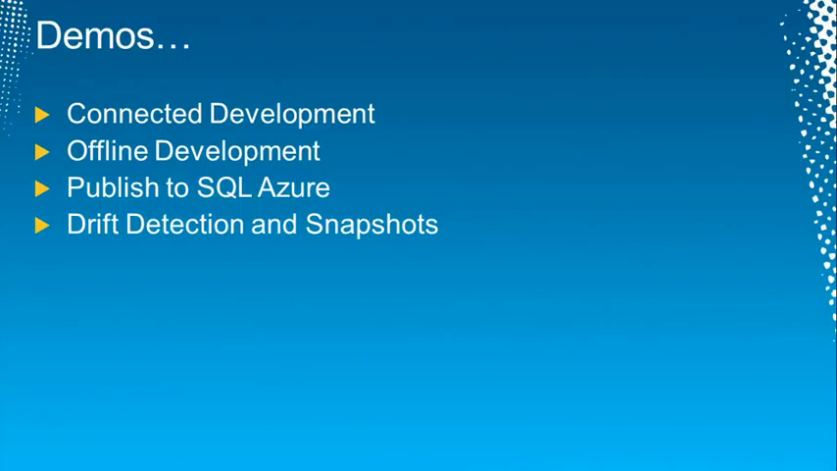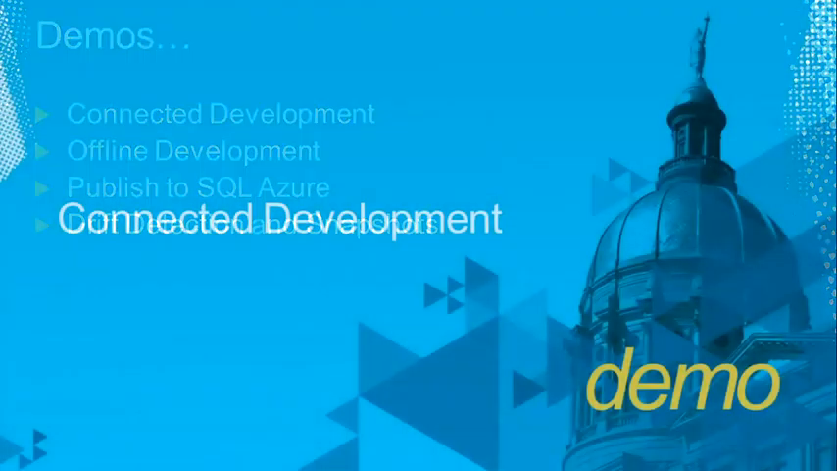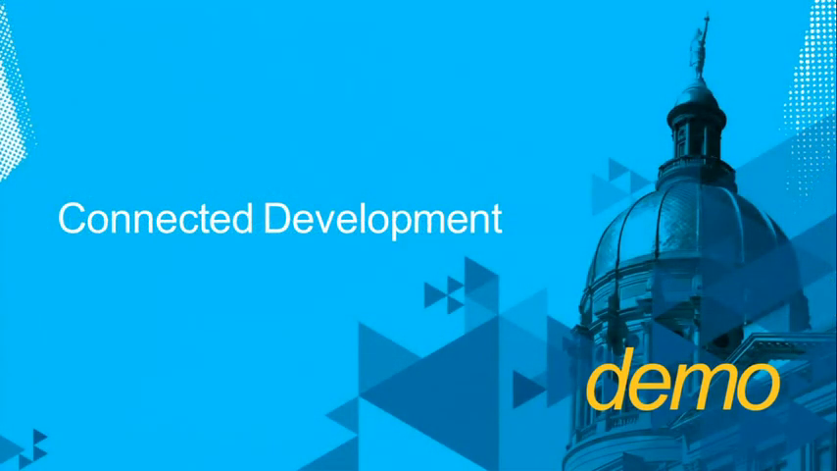And then finally, we'll wrap up, again picking up this development process theme here. We'll look at drift detection and snapshots. And I guess snapshots probably gives away the capability, the ability to lock down a particular view of the development at a moment in time and see the differences, amongst other things, between those. So let's get started. Our first one is connected development.